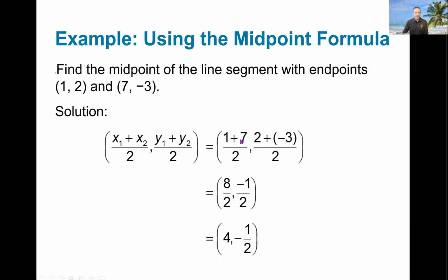Of course, in this one, 1 plus 7 is 8, so I'll have 8 over 2. 2 plus negative 3 gives me a negative 1 for that numerator, still over the 2. My average x value, or the midpoint in terms of x, is going to be 4. And then the average y value is negative 1/2. So the ordered pair 4, negative 1/2 is the exact midpoint of that line segment.